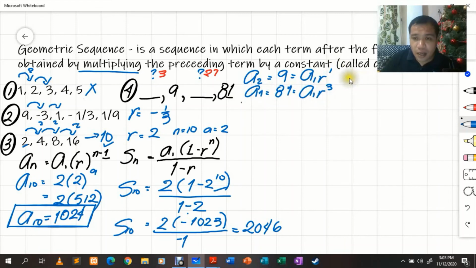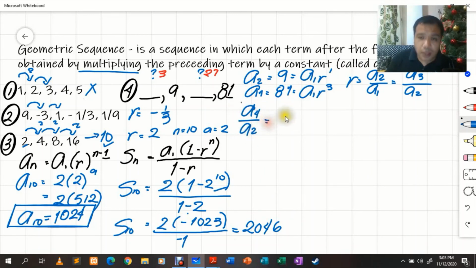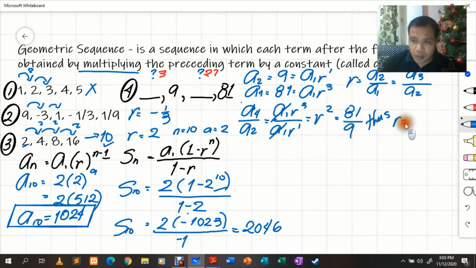Now, we can obtain r by dividing a sub 2 over a sub 1. Pero since a sub n also equals a sub 3 divided by a sub 2, pero since dito, fourth term at saka second term, pwede natin subukan. So, a sub 4 divided by a sub 2 is equal to a sub 1 r cubed divided by a sub 1 r to the 1. Cancel natin si a sub 1. 3 minus 1 is equal to 2. So, r squared is equal to 81 over 9. Thus, r is equal to 3. So, in this setup, ang r natin is equal to 3.